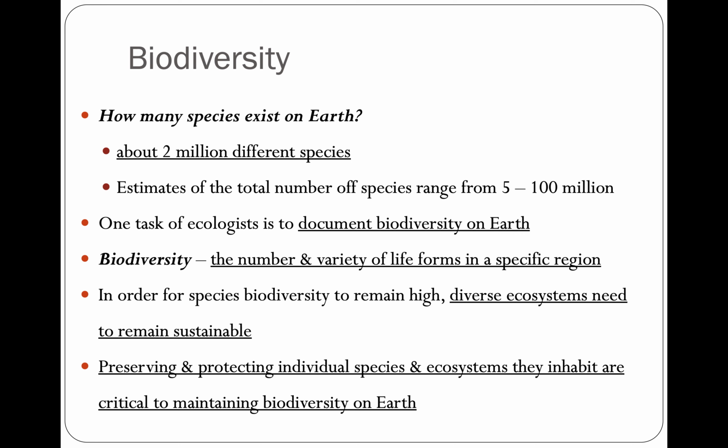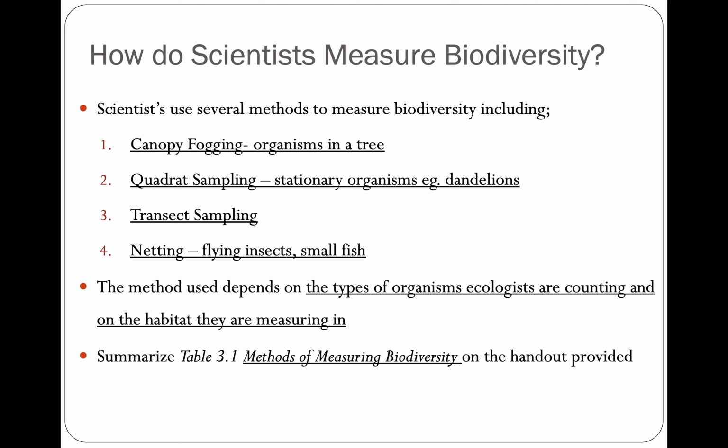So how do you measure it? Canopy fogging, quadrat sampling, transect sampling, or netting are the 4 examples that we're going to talk about, ways we can count the number of animals in an area. The one that you pick depends on the type of organisms that you're counting and on the habitat that you're measuring. Each of these 4 is good for different scenarios and different organisms.